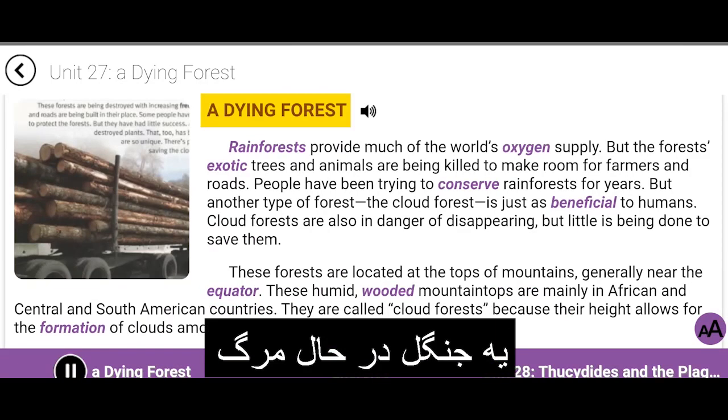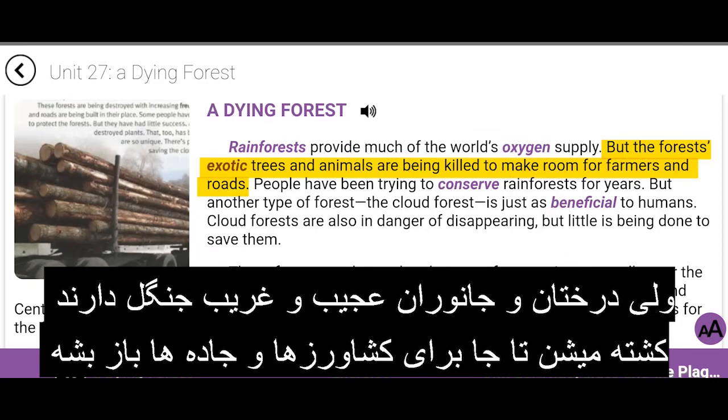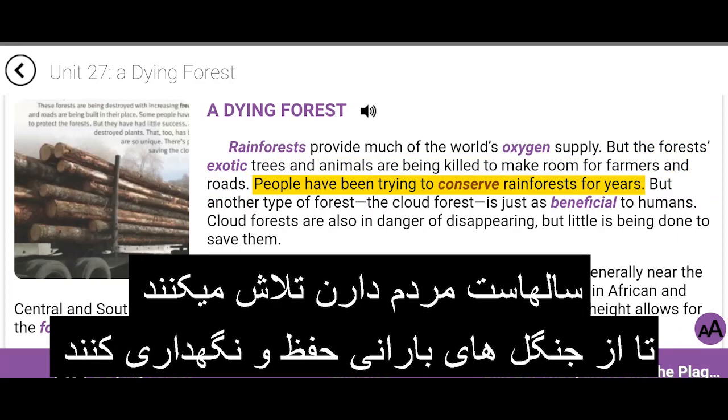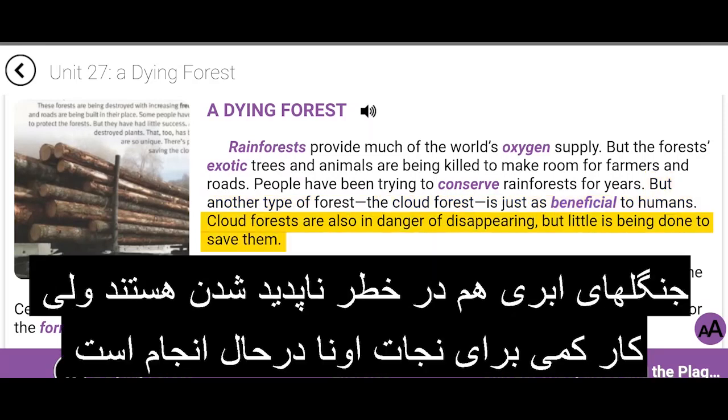A dying forest. Rainforests provide much of the world's oxygen supply. But the forest's exotic trees and animals are being killed to make room for farmers and roads. People have been trying to conserve rainforests for years. But another type of forest, the cloud forest, is just as beneficial to humans. Cloud forests are also in danger of disappearing, but little is being done to save them.